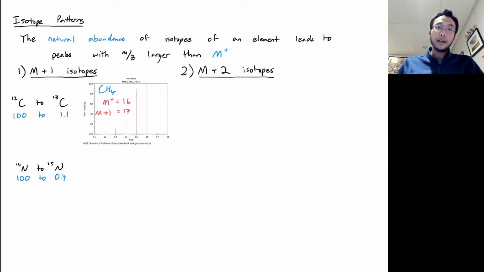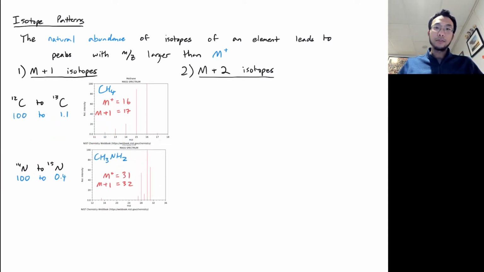Nitrogen also has a heavier isotope. In this case, our normal is nitrogen 14 compared to the slightly heavier nitrogen 15. For every 100 nitrogen 14s, you're going to get about 0.4 nitrogen 15s in the environment. And so here's an example of this going on. Again, hard to see because this is such a small value, but we have our molecular ion at m/z equals 31, and then a tiny little bit of signal if you're able to zoom in at m/z equals 32.